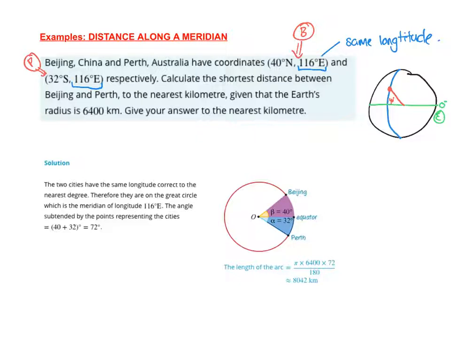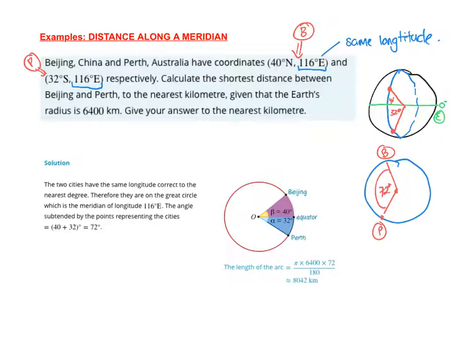And then it said Perth is 32 south. So from the equator, it went down 32 degrees. Can you see in there, and they've done it here, you can see how many degrees in the middle. So if I had this longitude circle, I would have the center of the circle. I've got Beijing sitting out here, I've got Perth out here. I now know that there's 72 between them.